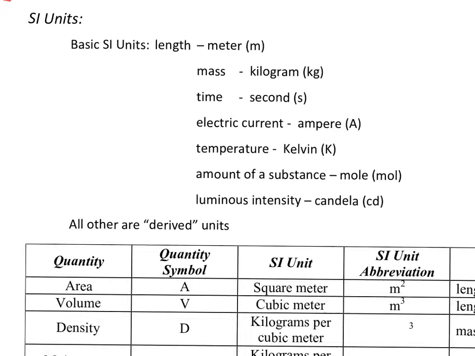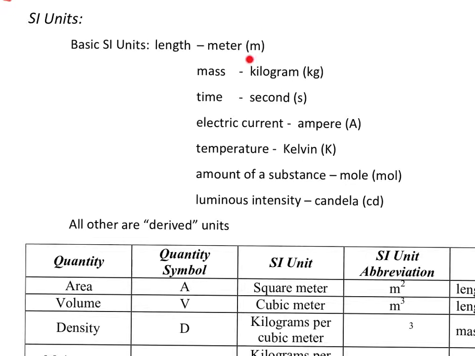So there are basic SI units for length, mass, time, electric current, temperature, amount, and intensity. So let's go over those real quick. You do need to know what the SI unit for each of these is. For length, the SI unit is meter, and the symbol for meter is lowercase m. For mass, the SI unit is kilograms, that's kg.